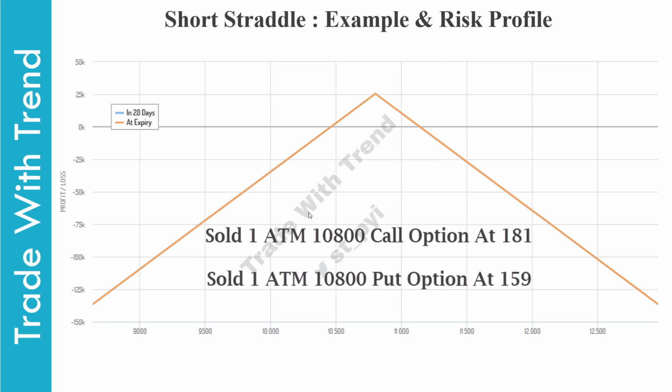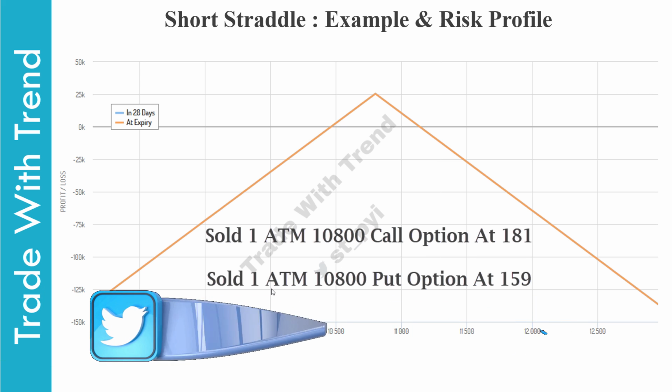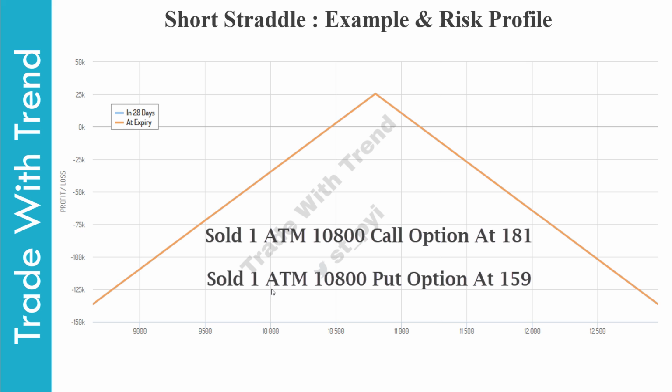Now let us recollect again that we have sold one at the money call option with strike price of 10,800 at the rate 189, and we have sold one at the money put option of strike price of 10,800 at the rate 151. Therefore, the net premium that we have received to create this strategy is rupees 340 per lot. Now there's an error here on the slide. This should be 189 and this should be 151.